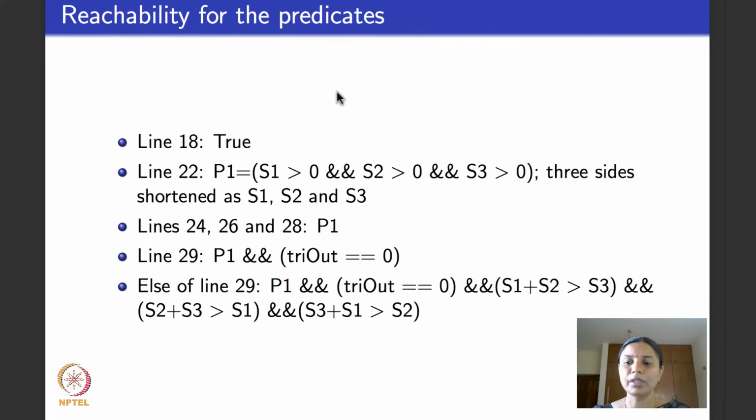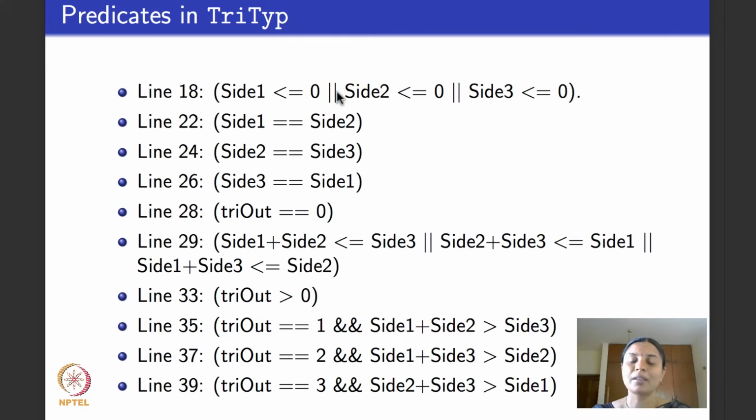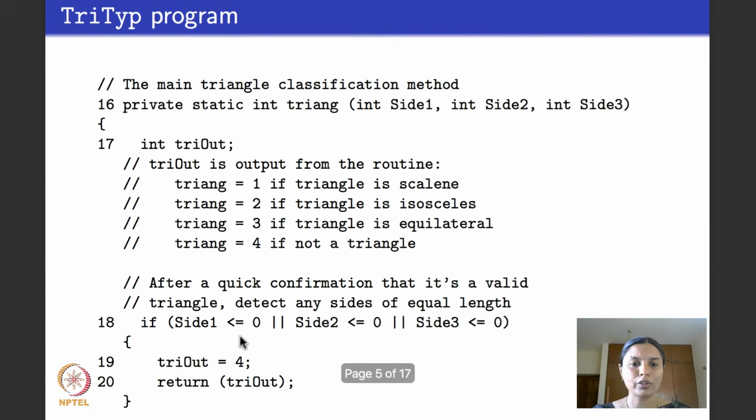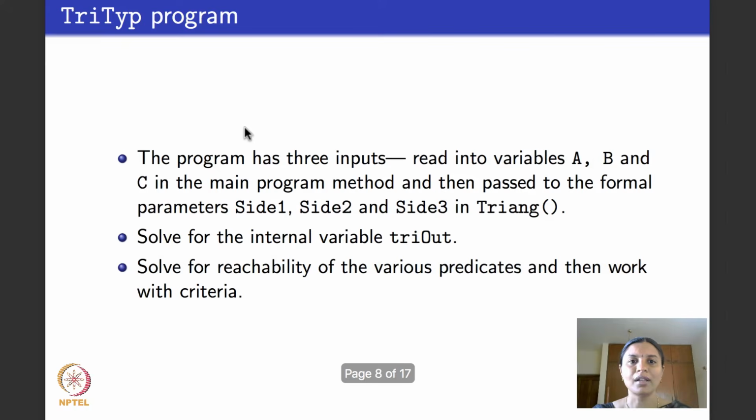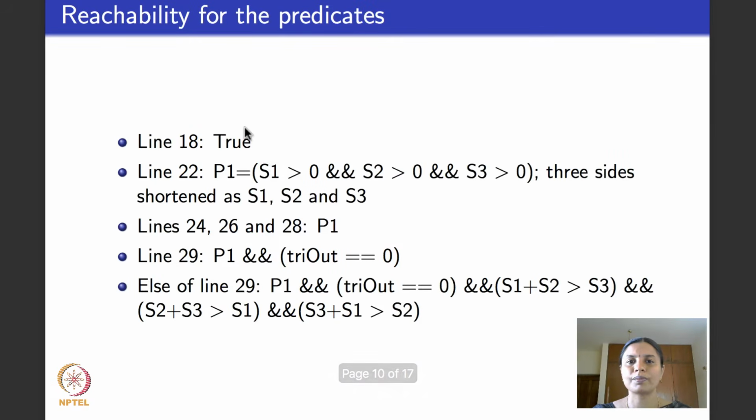So what is the reachability of the predicate in line 18? The predicate in line 18, if you go back to the program, happens to be the first predicate. So it will always be reached because that's the first statement in the method. So the reachability for that is true. It means it will always be reached. There's nothing else you need to do.